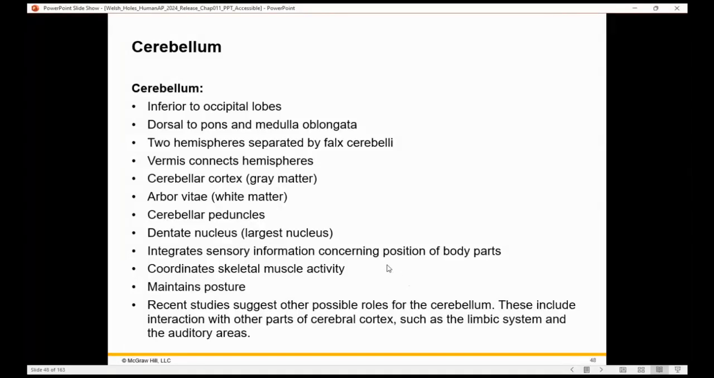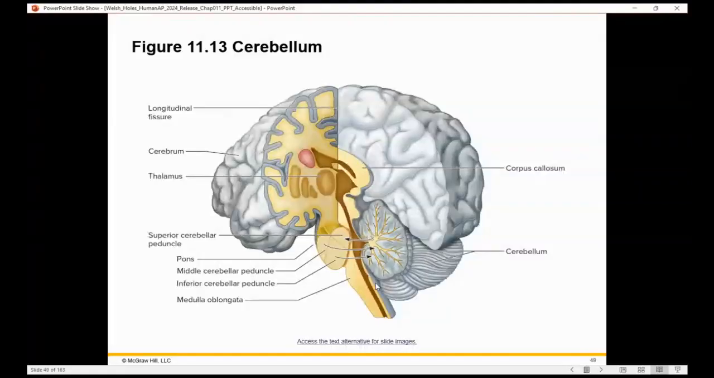The cerebellum integrates sensory information concerning position of your body parts. It coordinates skeletal muscle activity, maintains your posture, and recent studies suggest other possible roles for the cerebellum, which include interaction with other parts of the cerebral cortex, such as the limbic system and the auditory areas. Okay, figure 11.13 shows you the cerebellum.